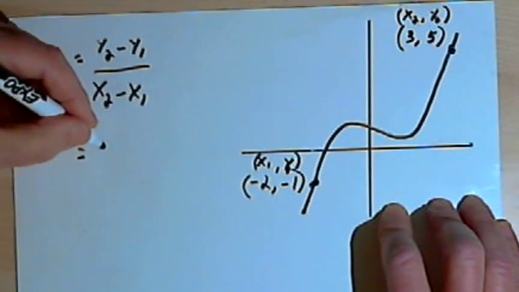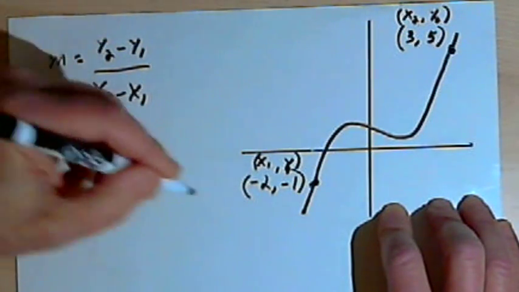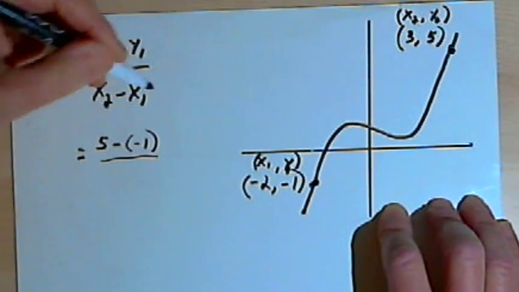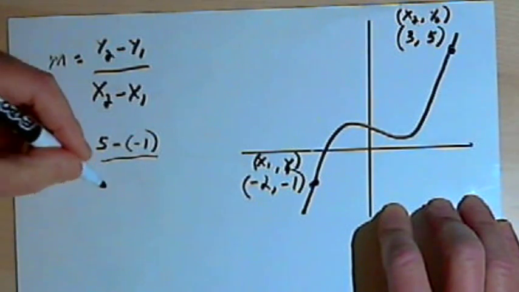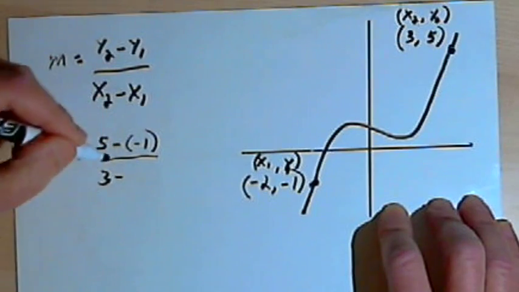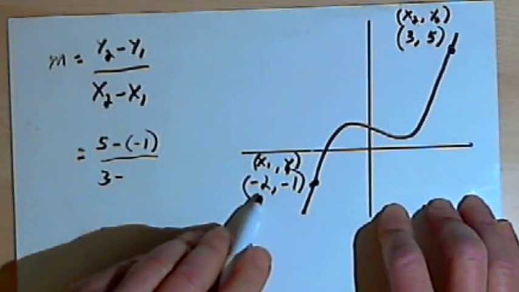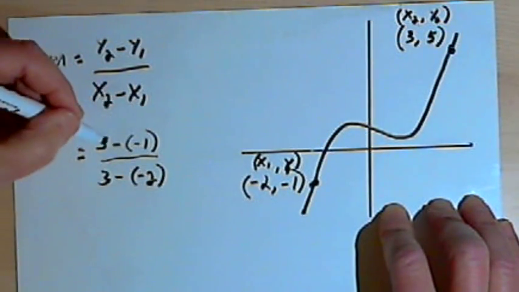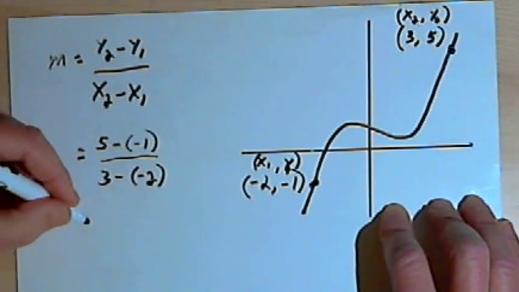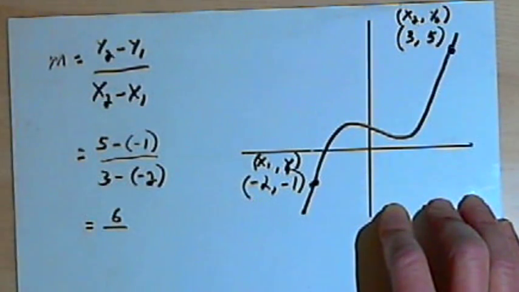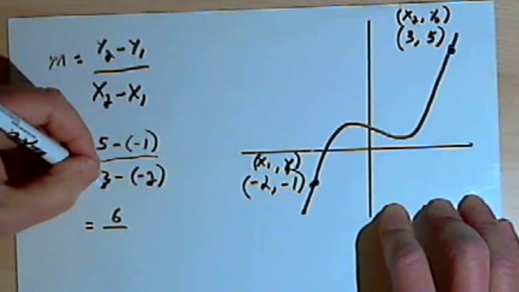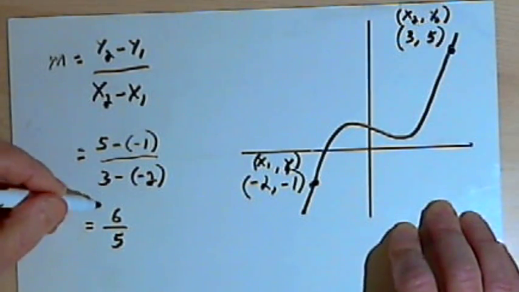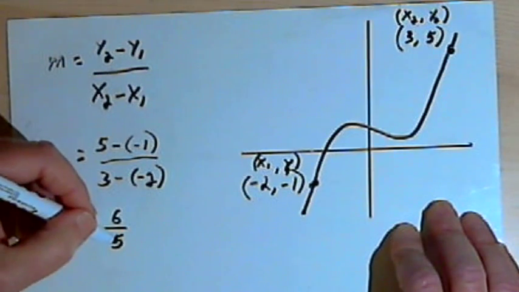Okay, so y sub 2 is 5. And I'm subtracting y sub 1, which is -1. And then x sub 2 is 3. And I'm subtracting x sub 1, which is -2. So let's see, 5 minus -1 is the same as 5 plus 1. So that's 6. And 3 minus -2 is the same as 3 plus 2. So that's 5. So the average rate of change is 6/5, 6 over 5.